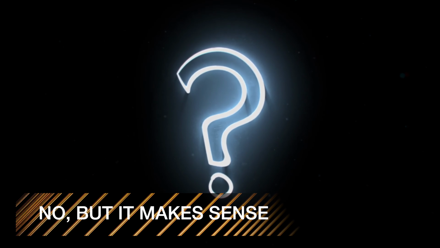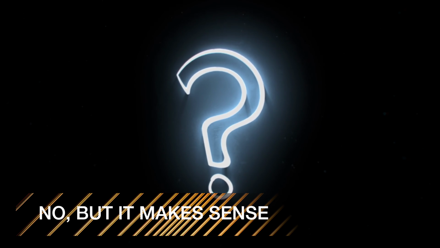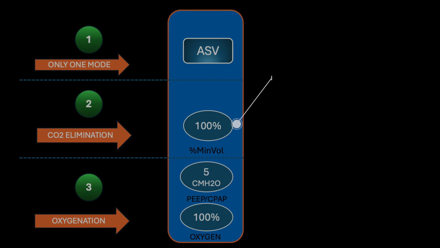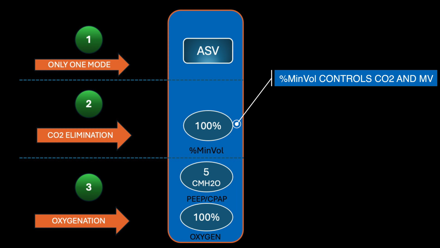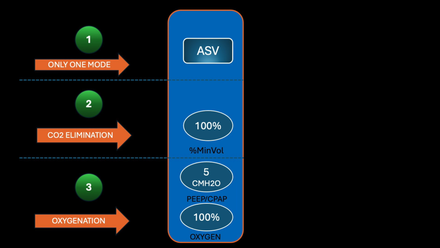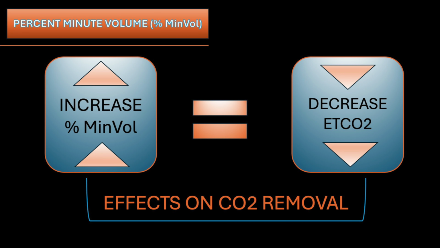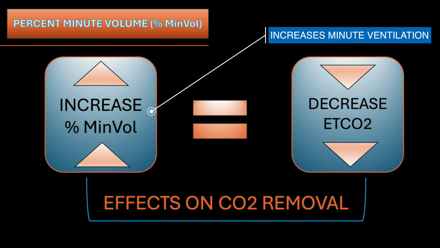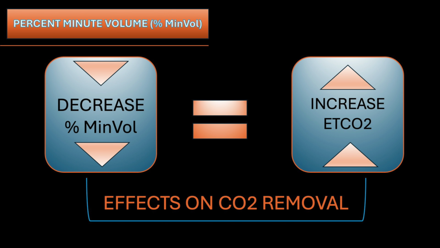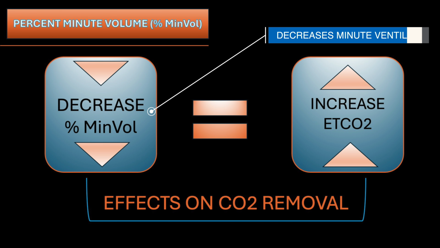Is the percent minute volume always 100? The answer is no, but you'll see it makes sense. Clarity on the functionality of the percent minute volume helps with grasping its purpose. Generally, an increase in the percent minute volume increases minute ventilation, decreasing the end tidal CO2. Conversely, lowering the percent minute volume decreases minute ventilation and increases the end tidal CO2.